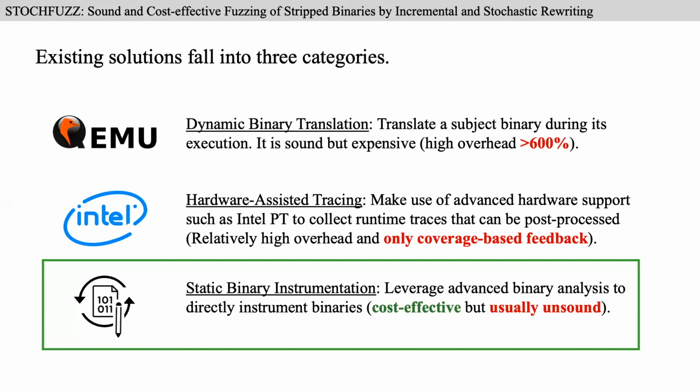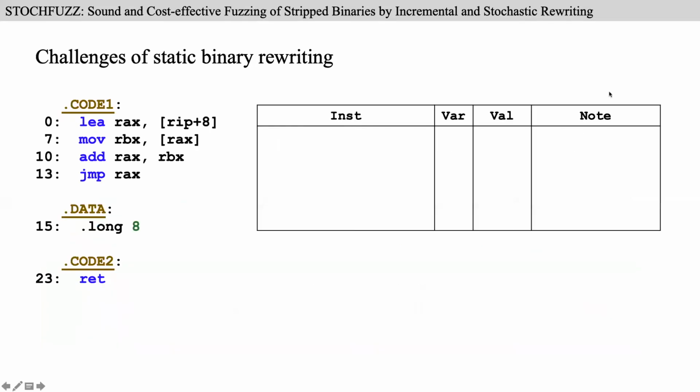Let's first discuss the challenges of static binary rewriting. The code on the left side consists of two code sections, code 1 and code 2, and an interleaved data section. On the right side, we present the execution traces, where the executed instruction, destination registers, and the evaluation result are listed in the first three columns, respectively. The last column presents the related section if the evaluation result is address relevant.